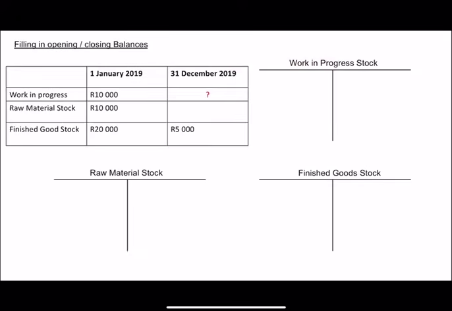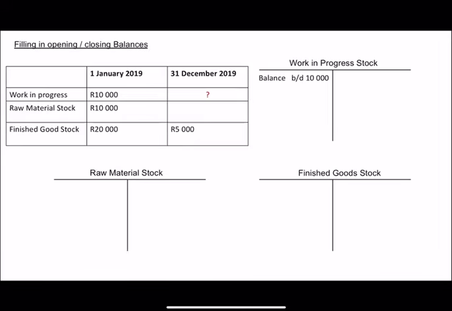So, first step, whenever we do a question, we always know we have to fill in our opening balances. Even if you don't understand these accounts yet, you know how to fill in an opening balance. So for work in progress, on the first day of the year, we have 10,000. So we go to our work in progress account, and because it's stock, it is an asset, it is like inventory, it goes on our debit side. Balance brought down 10,000 Rand.